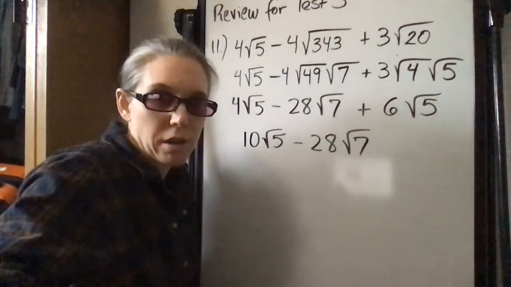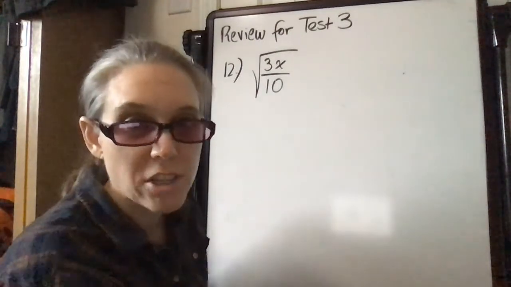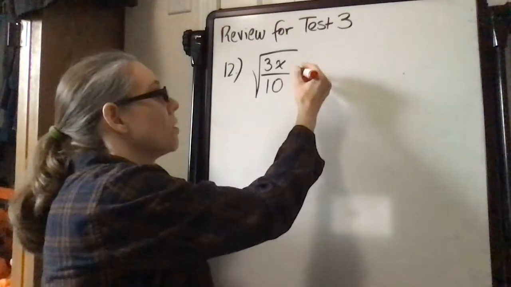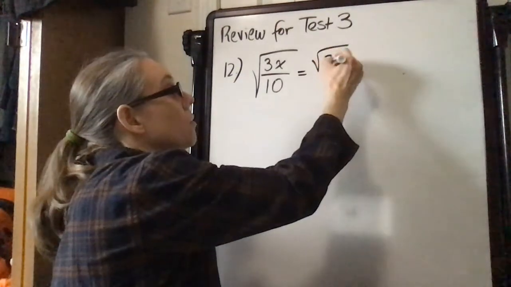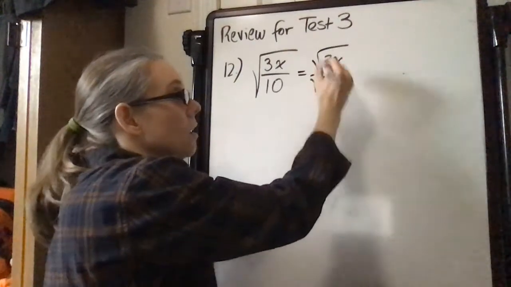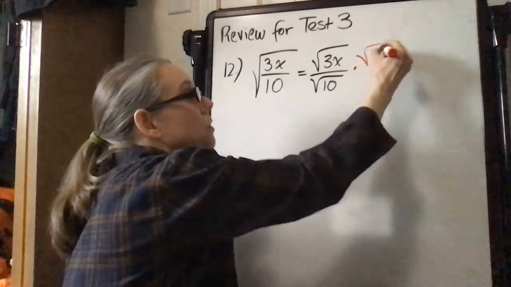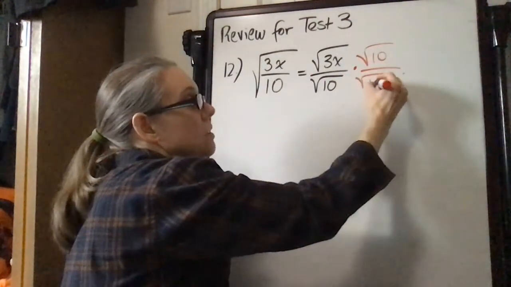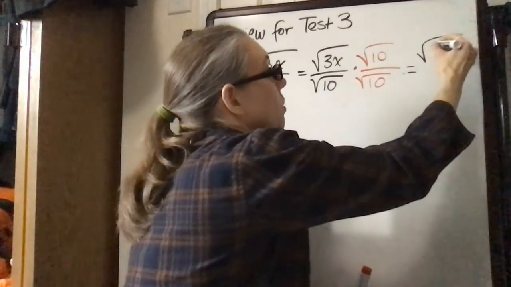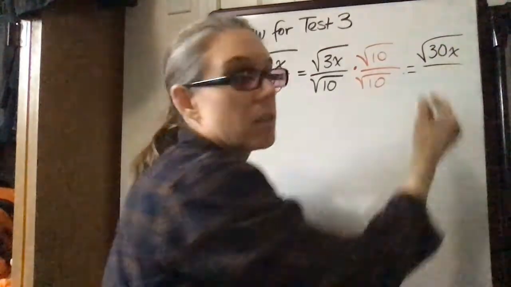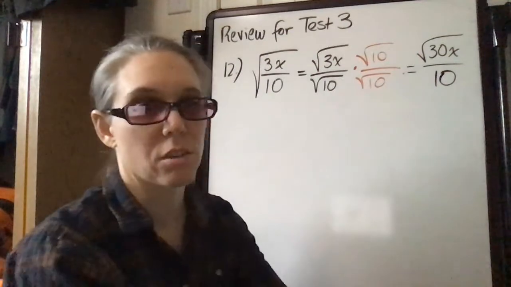There is no work required. So here's question number 12. It does not require any work on the test. You are rationalizing the denominator. So this is the same thing as the square root of 3x over the square root of 10. Both of those radicals are fully simplified. Multiply by root 10 over root 10. And now the numerator is the square root of 30x, and the denominator is 10. So that's it. It's just a simple short answer question.